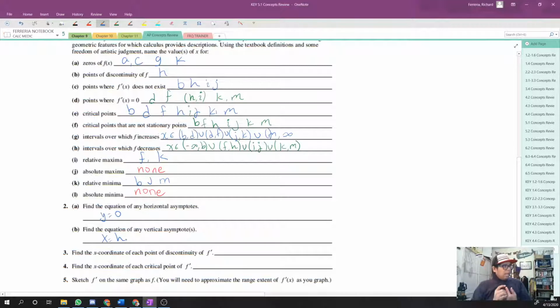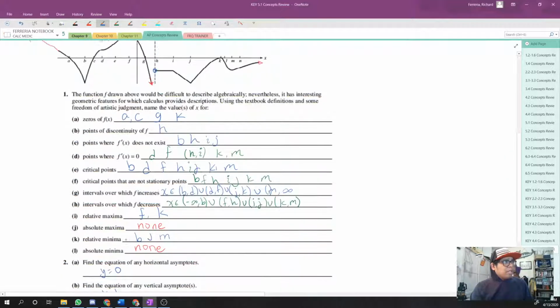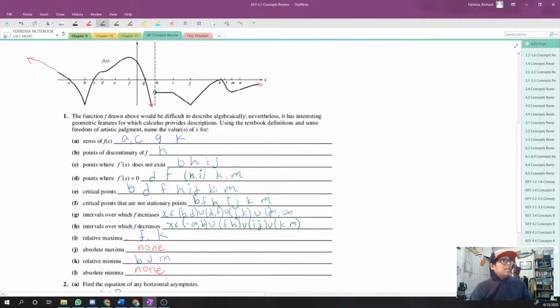Moving on. Find the x-coordinate of any discontinuities for f prime. So those are places where the derivative will not exist. Where does the derivative not exist? Here, here at h, here, and here. At all those places, there's either a curve or an asymptote or a break. So at those 4 places, the derivative does not exist.